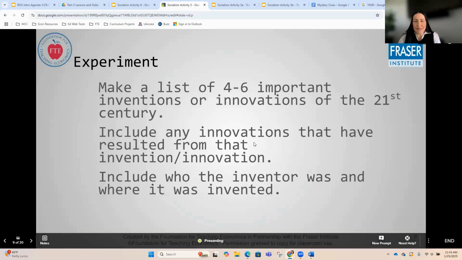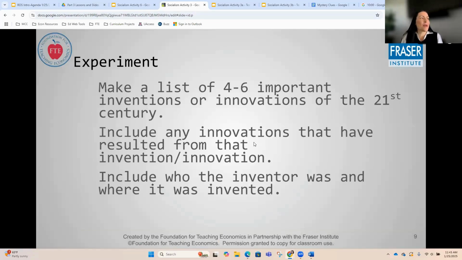What we're going to do is we're going to run our own little experiment, and we're going to make a list. I'm going to send you back to the same groups. And I want you to make a list of 4 to 6 important inventions of the 21st century. So 2000 plus, and I know we're only 24 years into this century, but include any innovations that have resulted from that invention.